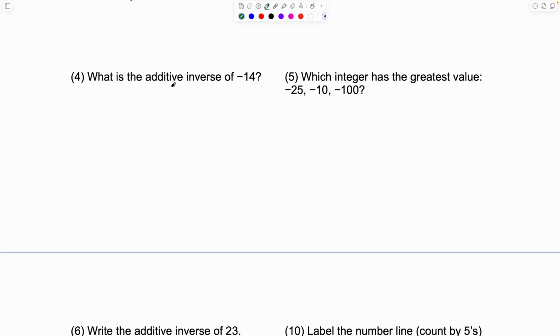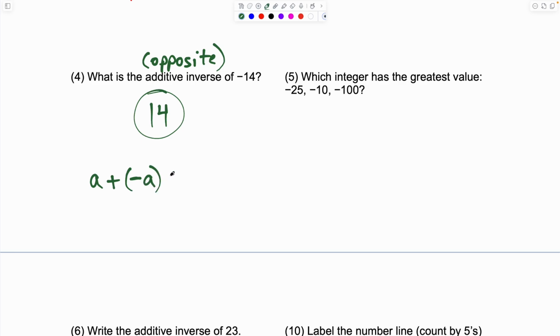Question 4, what is the additive inverse of -14? When you're looking for the additive inverse, you're looking for the opposite of a number. And the opposite of -14 is +14. If we remember the definition for additive inverse, in general, we could say that two numbers are inverses of each other if when we do the sum of those numbers, we get 0. So two numbers that are opposite, when you add them, you get 0. Here we could even check: 14 plus -14, this sum would equal 0. So that's why 14 is the additive inverse of -14.